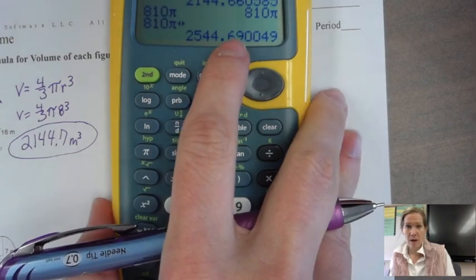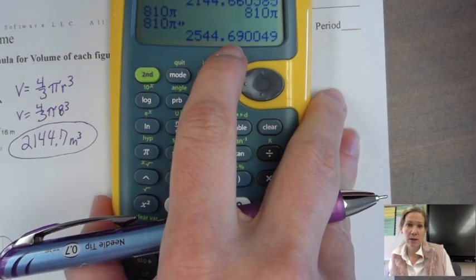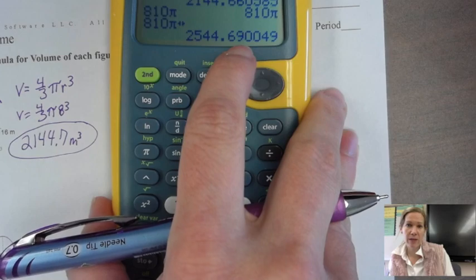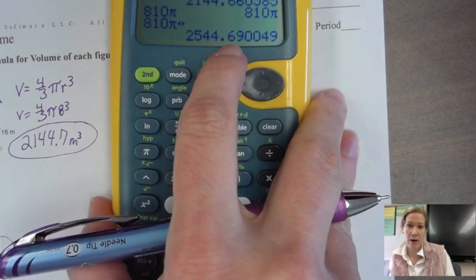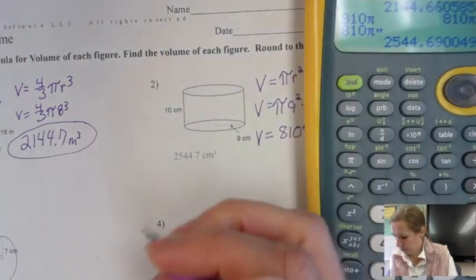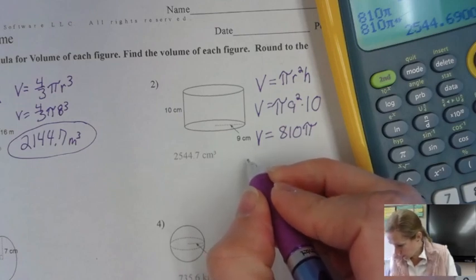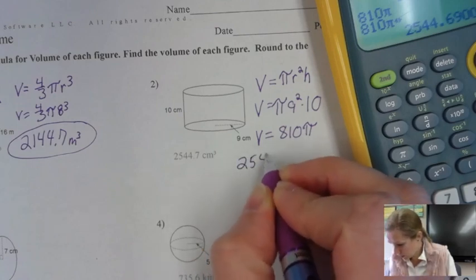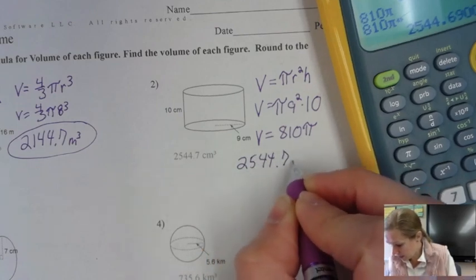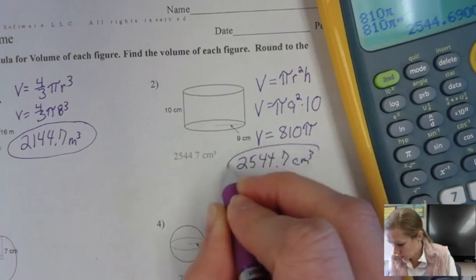Once again, we need to round to the nearest tenth. So I look at the next place, which is a 9, which means I need to round the tenths place up. So the volume is going to equal 2,544.7 centimeters cubed.